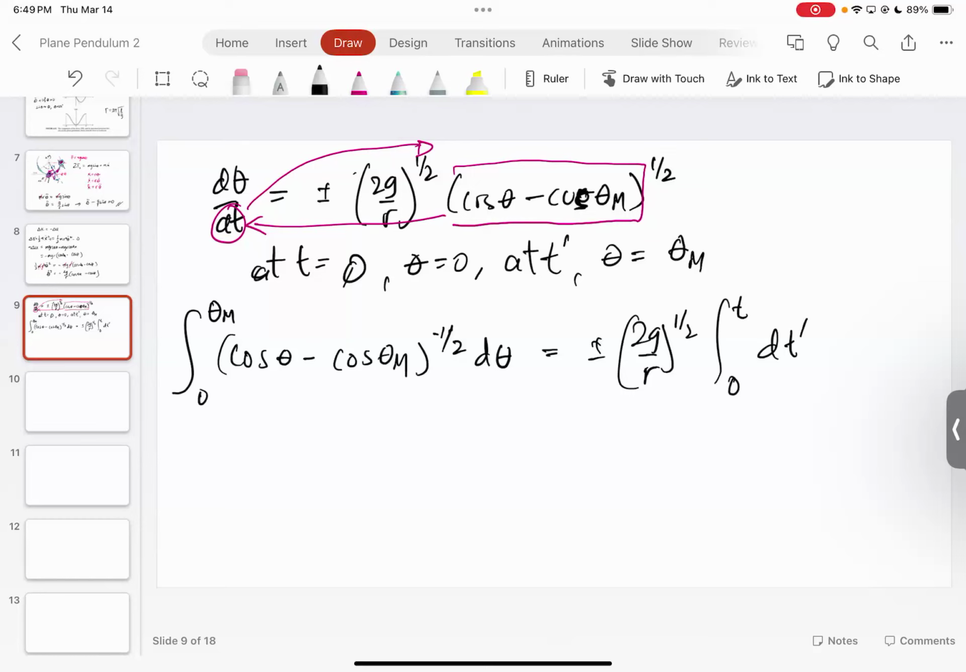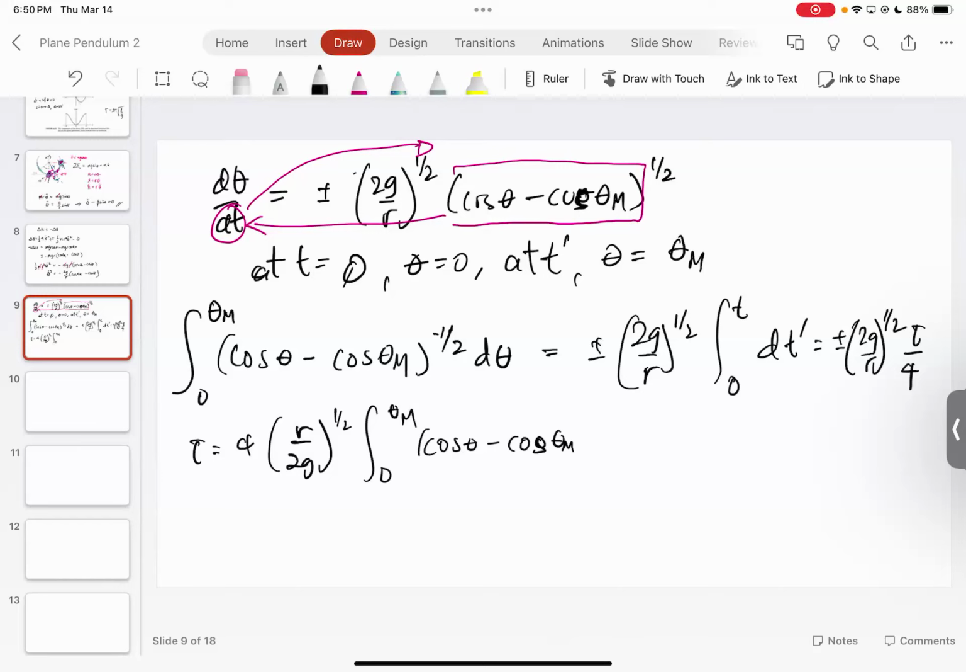So, tau over 4, where tau here is the period. So I can now move the coefficients of tau to the other side. But we still haven't solved the integral. R over 2g to the 1/2, integral from 0 to theta sub m of cosine theta minus cosine theta sub m raised to the negative 1/2 d theta.